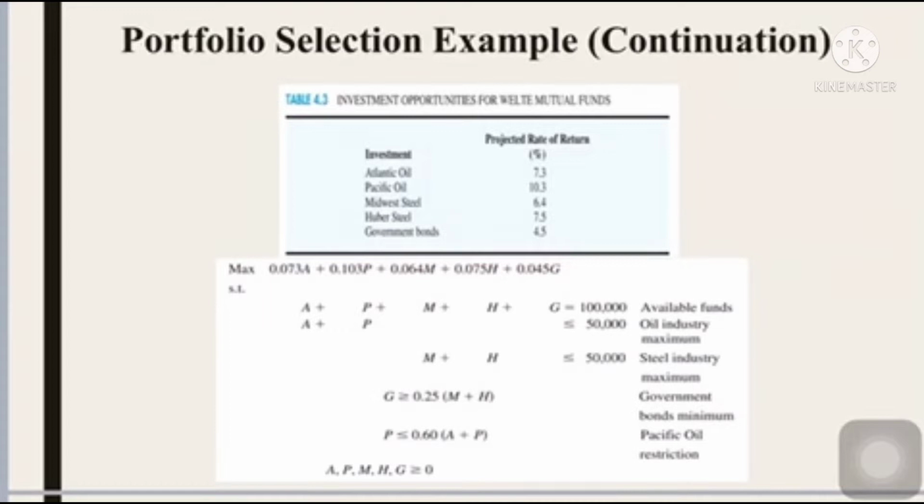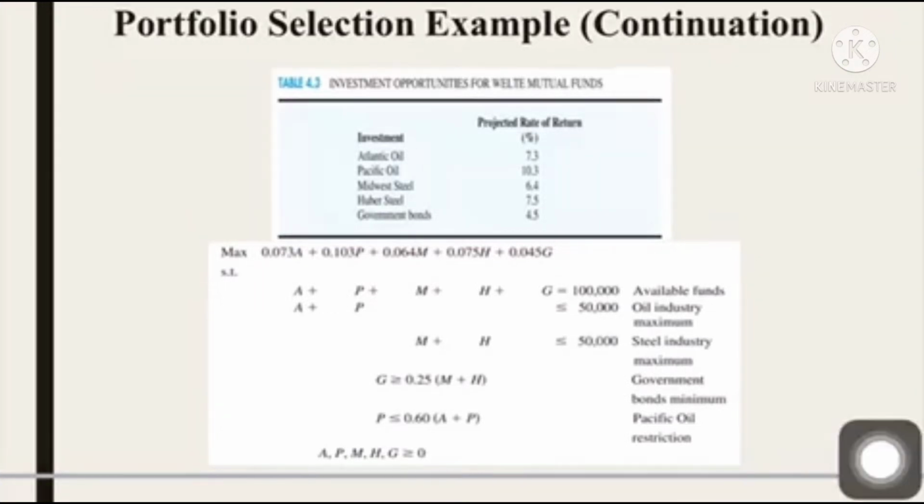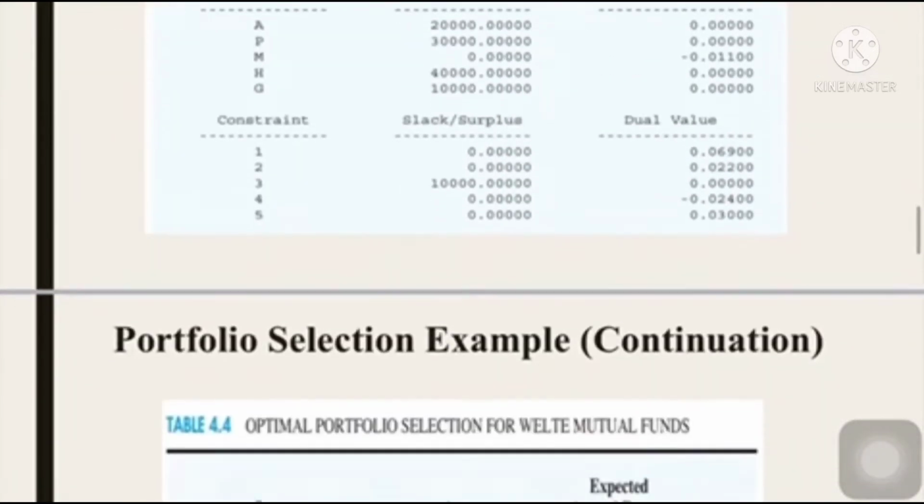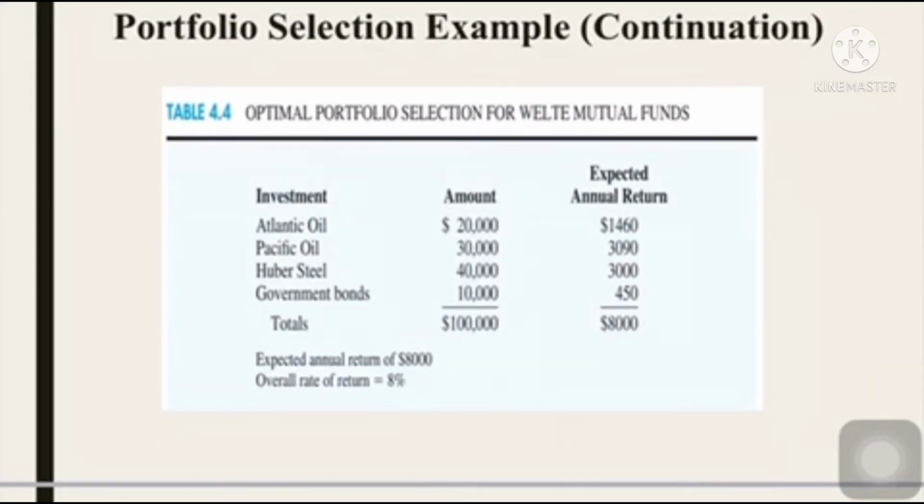By adding the non-negativity restrictions, we obtain the complete linear programming model for the Wealthy Mutual Funds investment problem. The solution to this linear program is shown in Figure 4.3. Table 4.4 shows how the funds are divided among the securities. Note that the optimal solution indicates that the portfolio should be diversified among all the investment opportunities except Midwest Steel. The projected annual return for this portfolio is $8,000, which is an overall return of 8%.